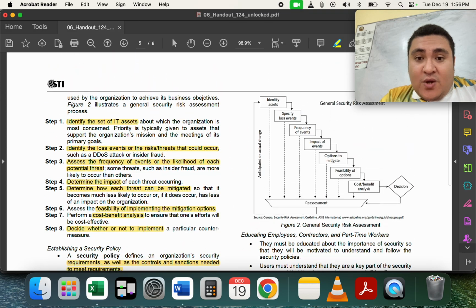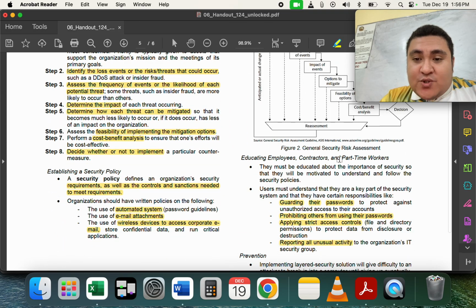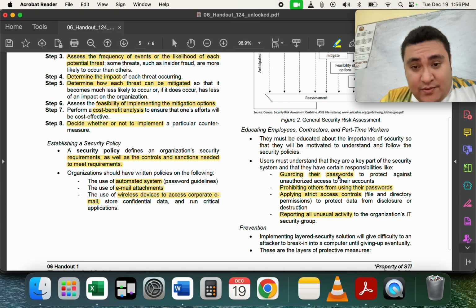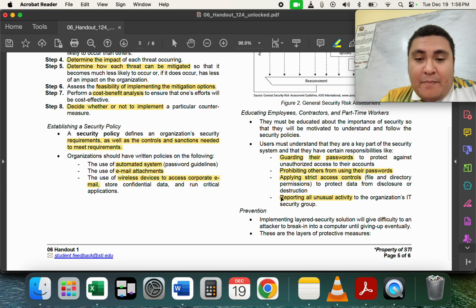Okay, you also have here educating employees, contractors, and part-timers. This means that you are providing them with seminars on how to guard their passwords, what's the importance of prohibiting others from accessing their passwords, and of course applying strict access control. And of course, the last one, this is the one that really doesn't happen anymore because we don't take it seriously: reporting any unusual activity you notice.